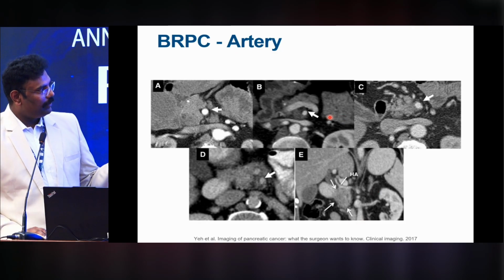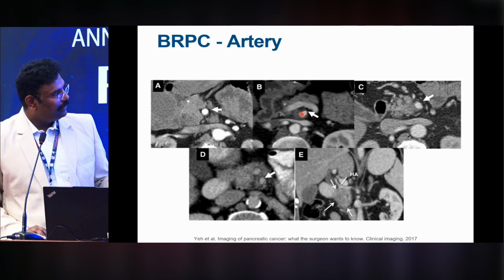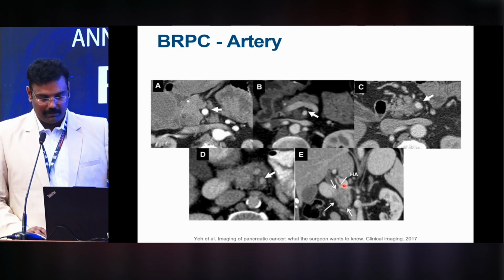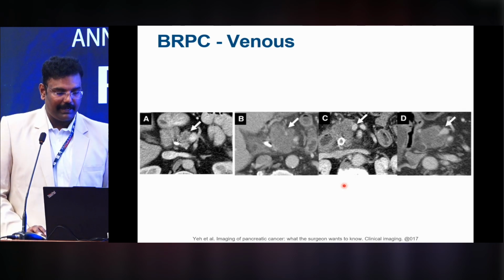Coming to borderline, we can find in the arterial phase of the borderline pancreatic cancer, the abutment is less than 180 degrees with the SMA, same here. Here, there is a tumor which is abutting the common hepatic artery, but there is no encasement. So, all these will come under borderline resectable pancreatic cancer.